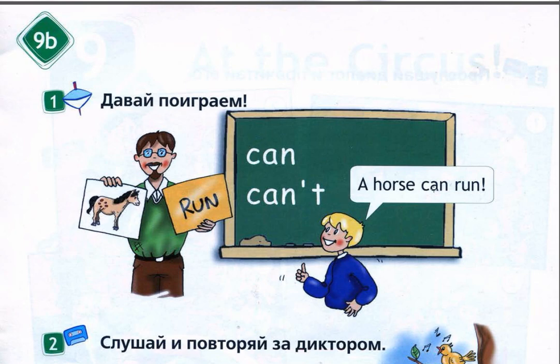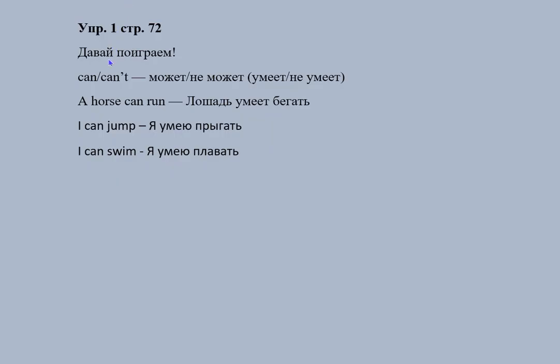A horse can run. Repeat once more. Can. Can't. A horse can run. For example, I can jump. I can swim.